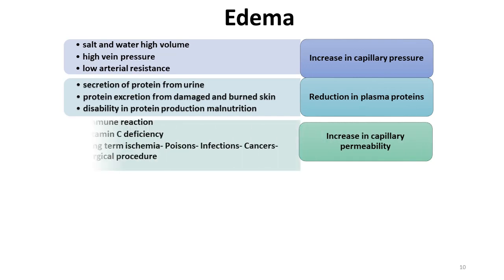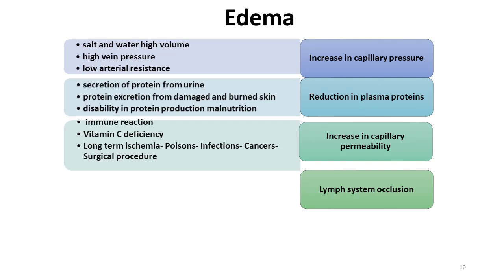Increased capillary permeability during some disorders like immunoreactions, vitamin C deficiency, long-term ischemia, poisoning, infection, cancer, and surgical procedures may increase capillary permeability and destroy the capillary wall.